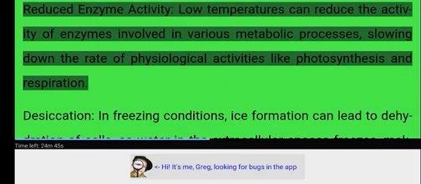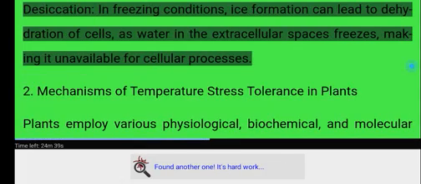Reduced enzyme activity: low temperatures can reduce the activity of enzymes involved in various metabolic processes, slowing down the rate of physiological activities like photosynthesis and respiration. Desiccation: in freezing conditions, ice formation can lead to dehydration of cells, as water in the extracellular spaces freezes, making it unavailable for cellular processes.